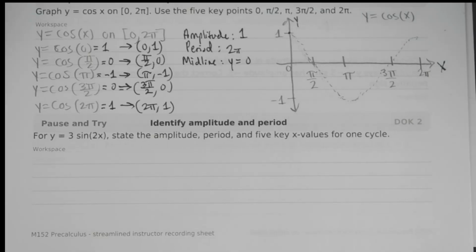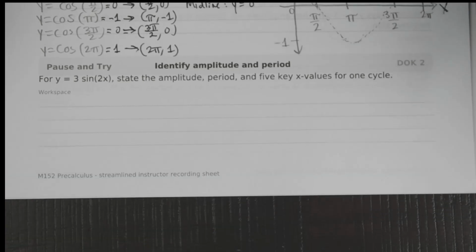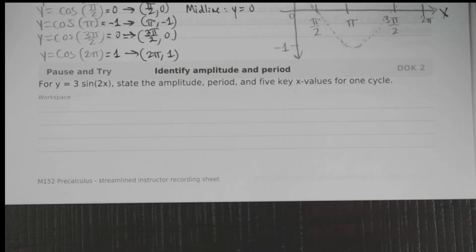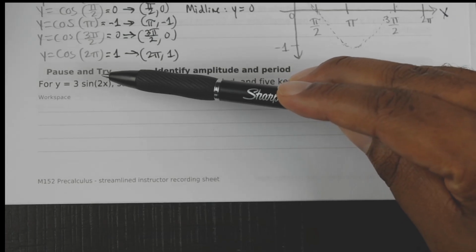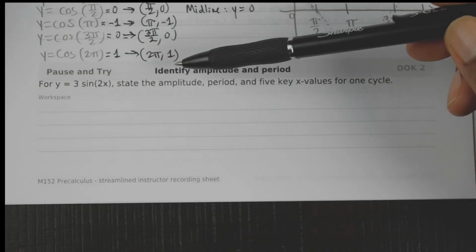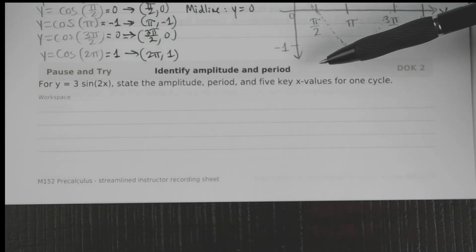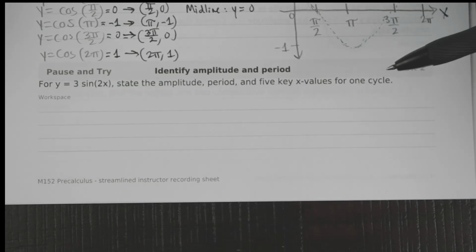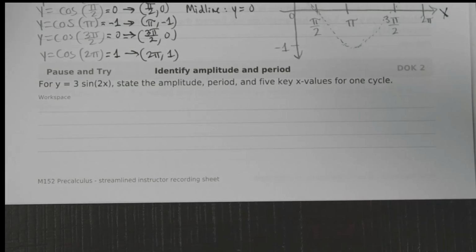Okay, so the easiest difference to remember is this: sine starts at 0, and cosine starts at 1. Okay, now for y is equal to 3 sine parentheses 2x, state the amplitude, period, and 5 key x values for one cycle. Pause the video here and try this problem.